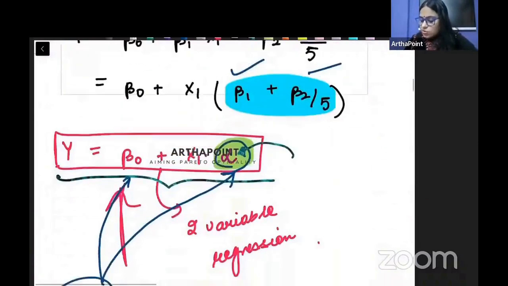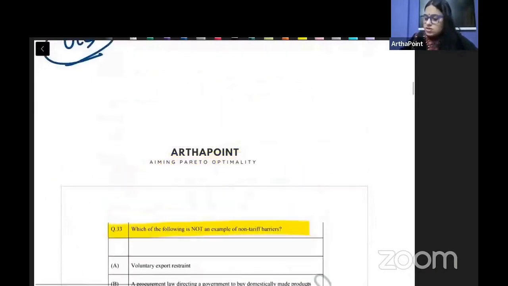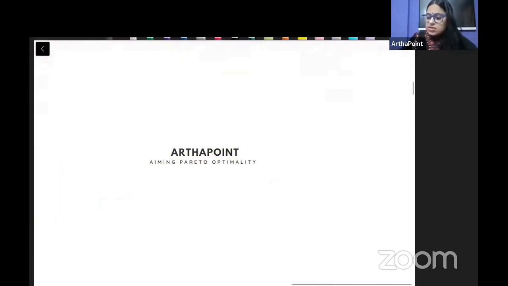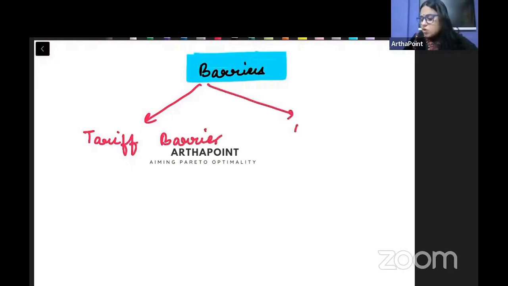Okay, let's go to the next question now. Which of the following is not an example of a non-tariff barrier? Let us try to understand this. Barriers can be divided into two parts. One is called tariff barriers and one is called non-tariff barriers.